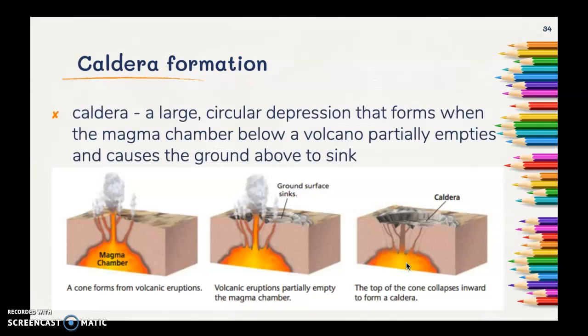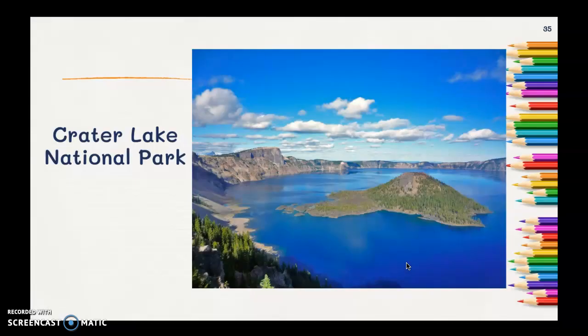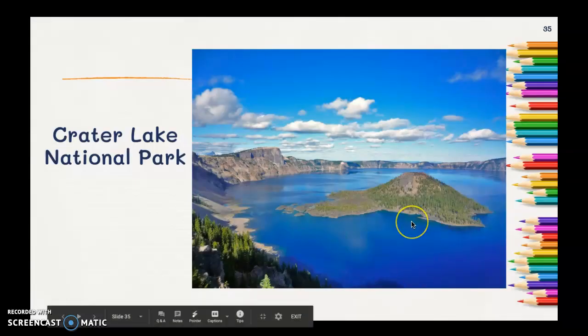So it's a large circular depression that forms when the magma chamber below a volcano partially empties and causes the ground above to sink. These kind of can form remarkably beautiful scenarios, situations, scenes.